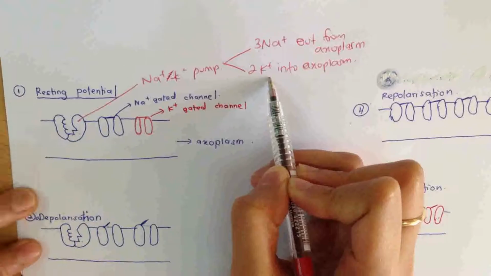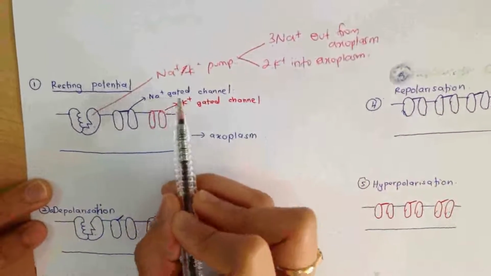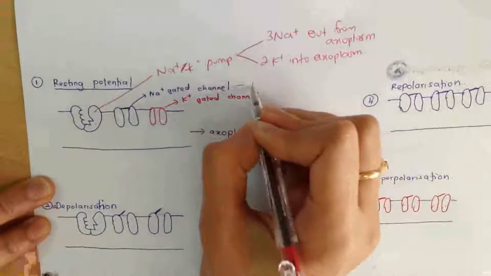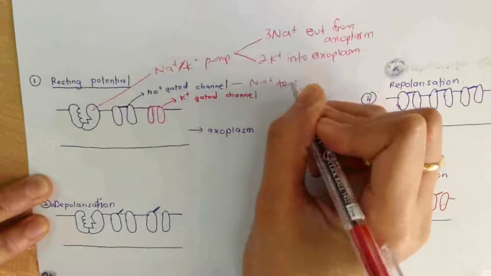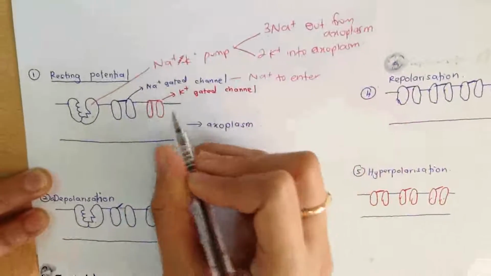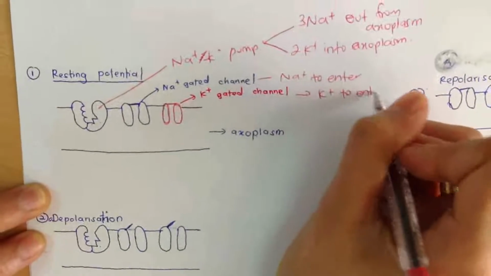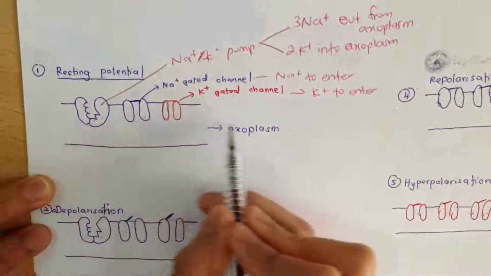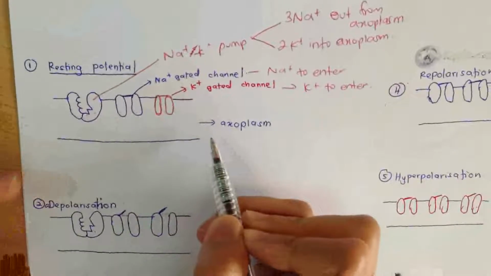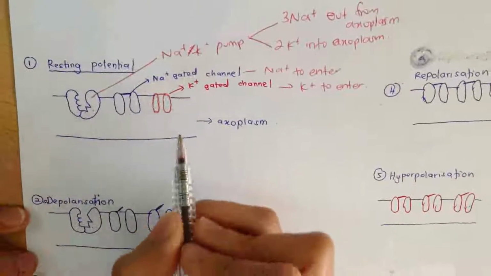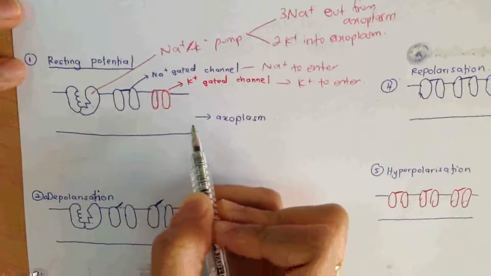Okay, and the Na plus gated channel will allow Na plus to enter, while the potassium gated channel will allow K plus to enter. Okay, so this is the exoplasm where the charges are here. So that is the introduction for the proteins. So now we enter the graph.